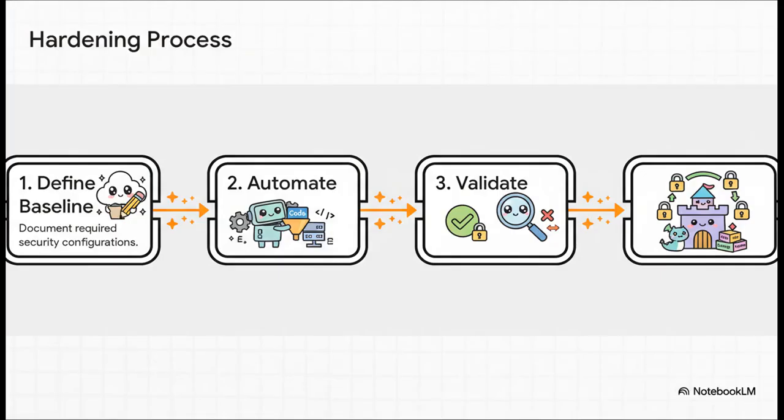So how do we stop this from happening? The key is to stop relying on manual checklists and, let's be honest, flaky human memory. You need a systematic, automated process. It all starts by defining a gold standard for your configurations. That's your security baseline. Then you automate the creation of your infrastructure using code. And finally, you'll build automated checks right into your deployment pipeline that will block any change that doesn't meet your security standard. It's all about making the secure way the easy way.